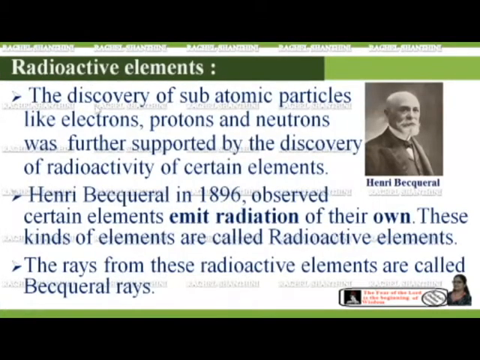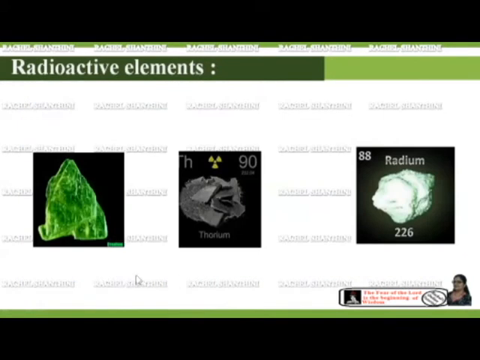Radioactive elements. The discovery of subatomic particles like electrons, protons, and neutrons was further supported by the discovery of radioactivity of certain elements. Henri Becquerel in 1896 observed that certain elements emit radiation of their own. These kinds of elements are called radioactive elements. The rays from these radioactive elements are called Becquerel rays. Henri Becquerel found that all salts of uranium and metals like thorium emitted powerful radiation.